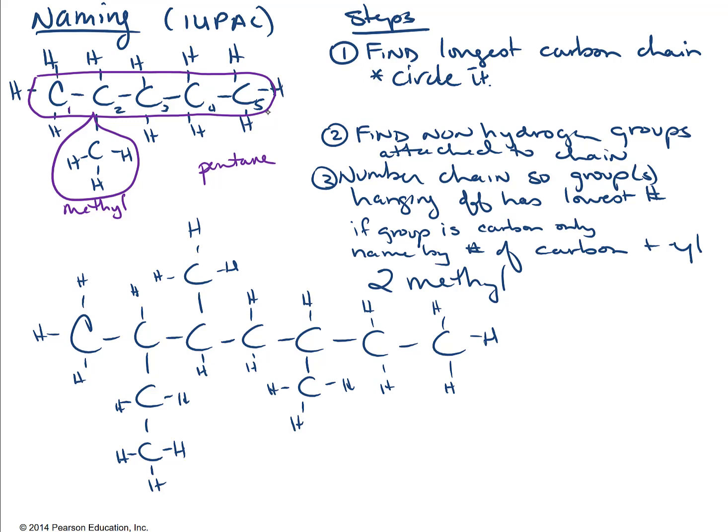The number that I put in is just numbering the chain, because I need to say which carbon this methyl group hangs off of. And you would say it hangs off of carbon number 2. So you put a number in front of the group that tells you which carbon it is attached to. And that's the name. There are no other groups, right? Everything else is just hydrogens. If you look all the way around, you would just call this 2-methylpentane.